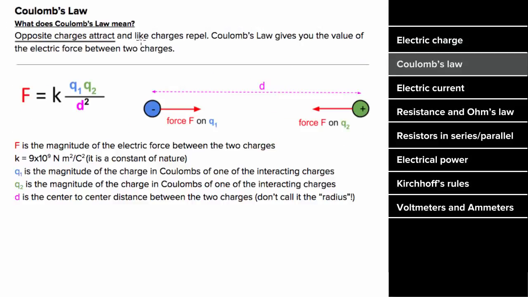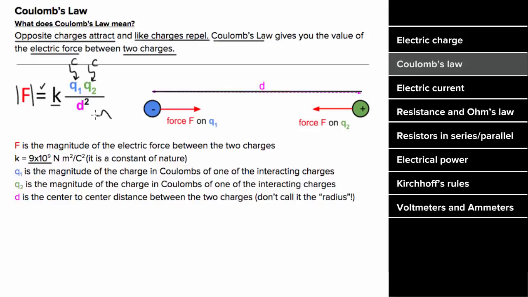Opposite charges attract and like charges repel, and what Coulomb's law does is it gives you a way to find the magnitude of the electric force between two charges. The formula for Coulomb's law says that the magnitude of the electric force between two charges, Q1 and Q2, is going to equal the electric constant k, which is 9 times 10 to the 9th, times the product of the two charges, measured in coulombs, divided by the center-to-center distance between those two charges, squared. You can't forget to square this distance, and it's got to be in meters if you want to find SI units of newtons for the force.